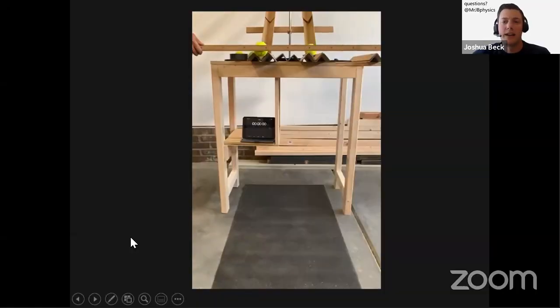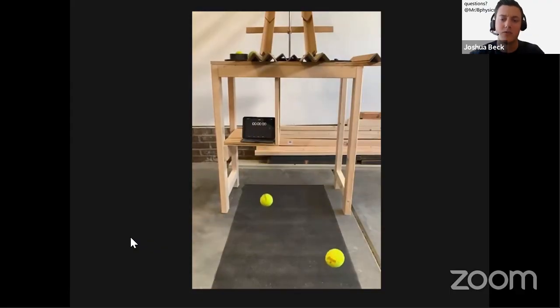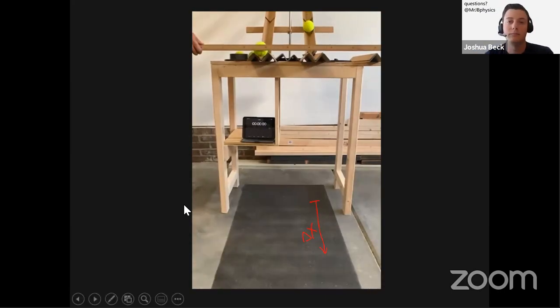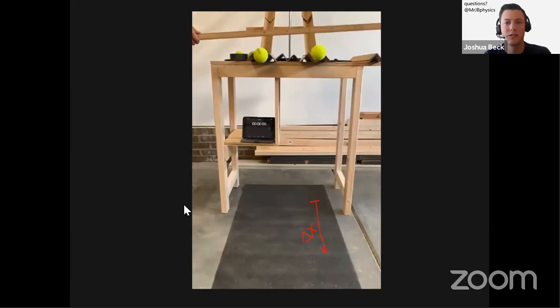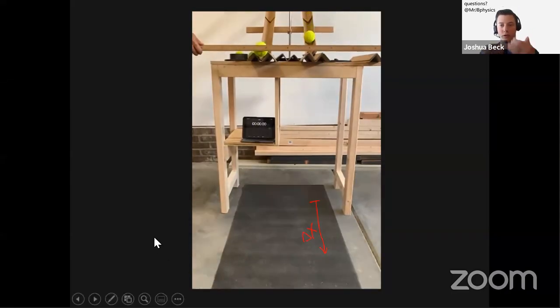Now, does the one on the right have an x velocity? Of course. That's why it moves in the x direction. So this one has a delta x. All right, play this again. But does that affect the y motion of this, the vertical motion? No. See, what makes these tennis balls fall? What makes them fall is gravity. They're both in free fall. They both have a downward force of gravity acting on them.